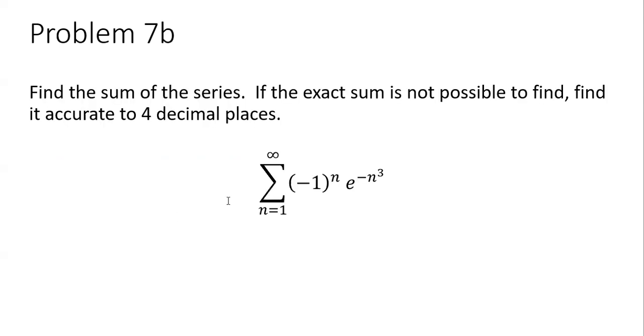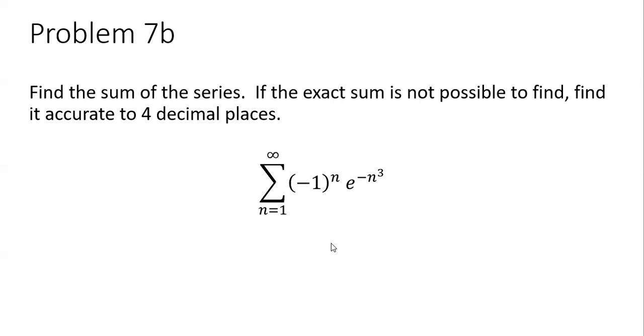Okay, now how about this series? Summation as n goes from 1 to infinity, (-1)^n times e to the negative n cubed. Can we find the sum of this one, or should we approximate it? If we're able to find the sum, it's probably going to be one of the series that you studied quite in depth. For example, a geometric series, or one of the Taylor series, like e to the x, sine x, cosine x. The other possible case is a telescoping sum.